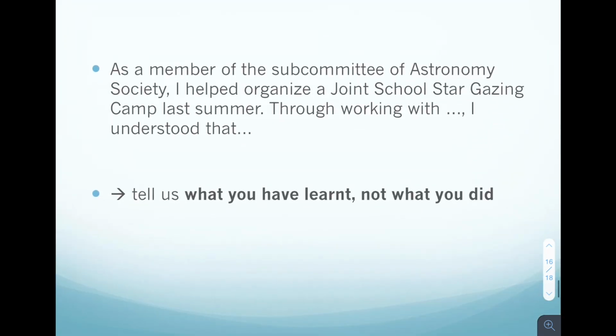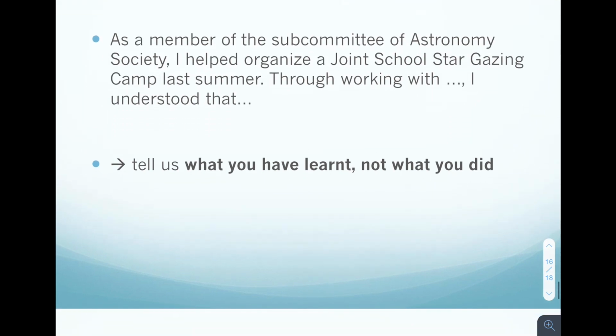Alright, so as a member of the sub-community of Astronomy Society, I helped organize a joint school stargazing camp last summer. Through working with, for example, the community members of Yinghua Girls School, I understood that maybe teamwork is essential when we organize activities, something like that. Okay, so tell me what you have learned, right? So tell us what you have learned, not what you did. This is very important. So pay attention to this point when you write your SLP essay.